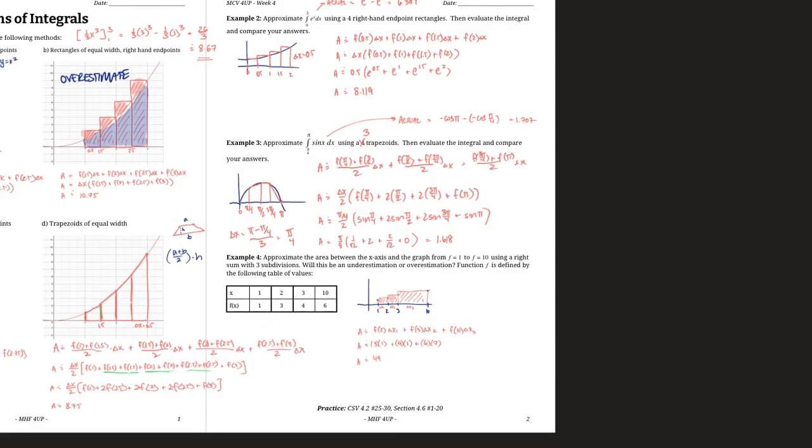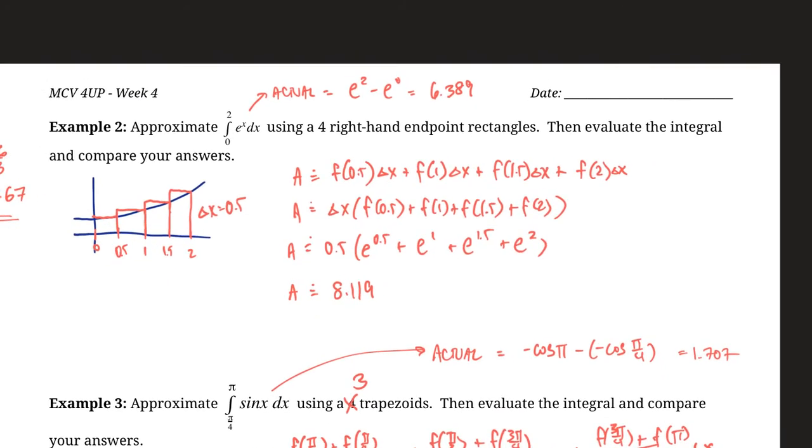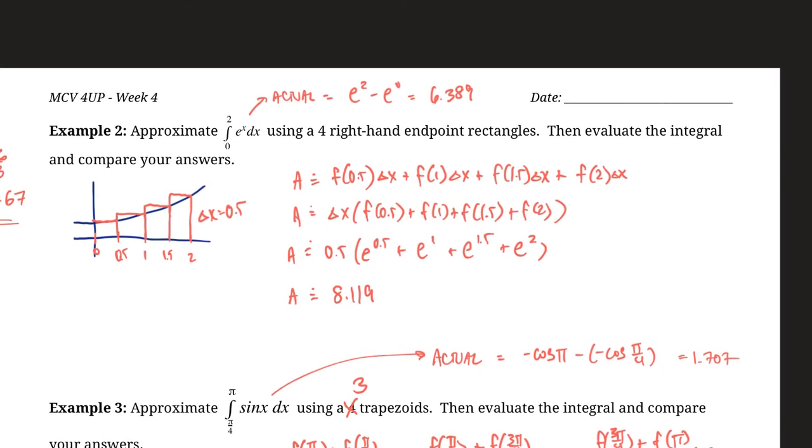So let's have a look at these solutions now. So first of all, if we find the exact area between this exponential and the axis, it comes to 6.389. Using our right endpoints, the value comes out higher. And that makes sense because we've got this overestimation of area, right? There's those little pieces of the rectangle that are always going to be bigger than the graph, so it makes sense that it's a bigger value. Notice how the delta x in this case was 0.5.